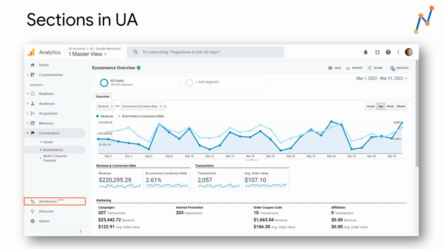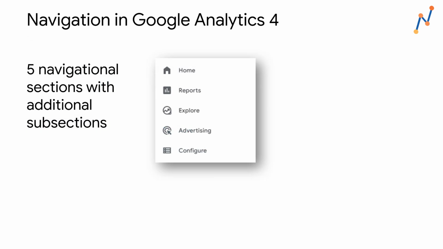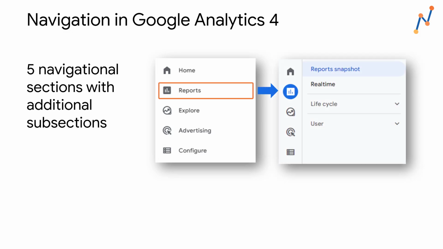After this brief overview of the report landscape in Universal Analytics, let's take a look at what GA4 has to offer. So let's look at the navigational sections in GA4, which are Home, Reports, Explore, Advertising, and Configure. And if you want to access the reports, you need to open the Reports section where you will find these subsections: Report Snapshot, Real-Time, Life Cycle, and User.